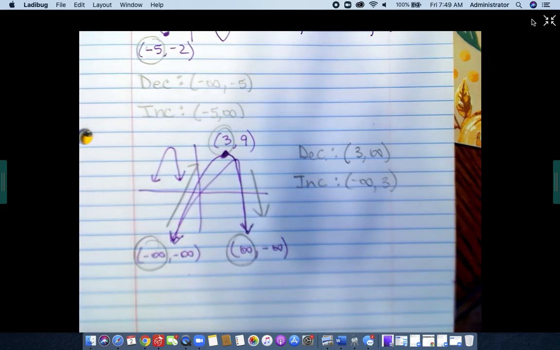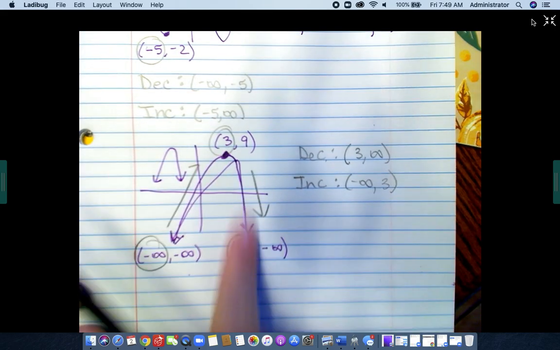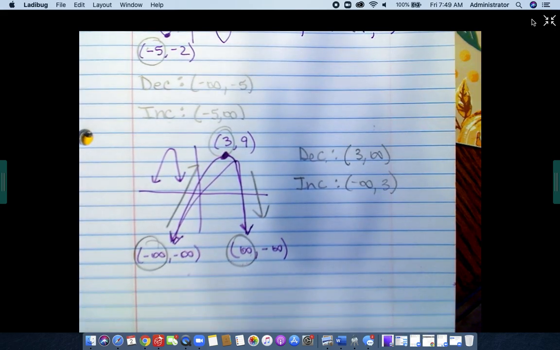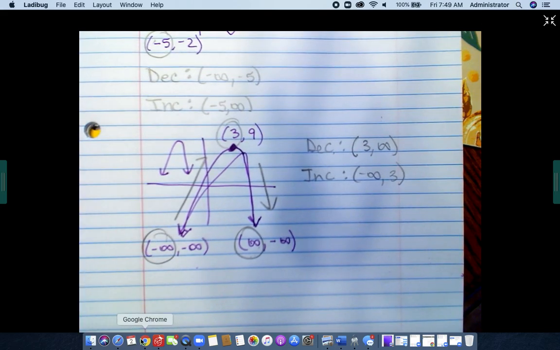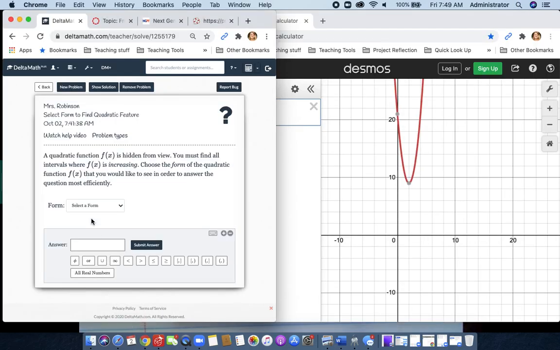If you do this, I promise you, I've been teaching for 20 years, it will help you to get it right. Okay? And that's how we're going to write them. So let's go ahead to Desmos, and we're going to do this one next.